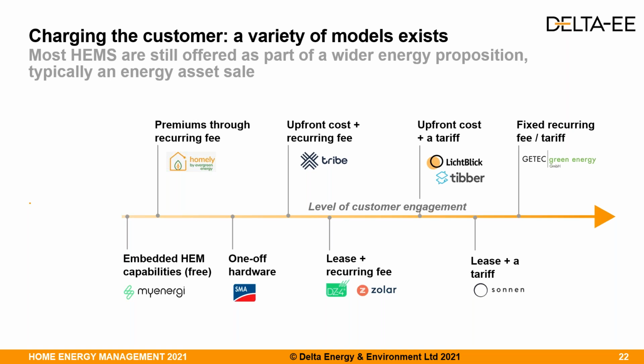I think some of the typical examples are Sonnen and Lichtblick in Germany. In both cases, they have a system with a battery and solar PV, and on top of that, they provide a kind of tariff. Another very interesting example is Tibber, which offers a subscription to its customers on top of offering products that can be integrated in the HEM ecosystem.